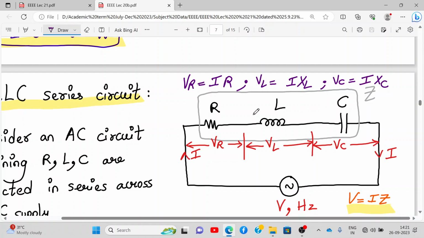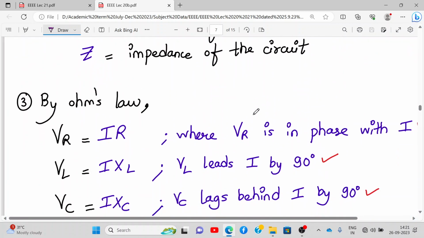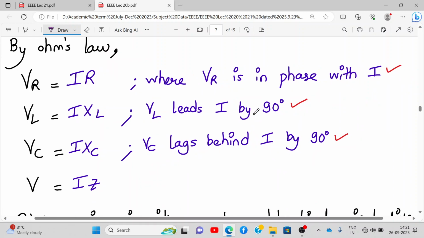In short, what do you mean by inductive reactance? Inductive reactance is similar to resistance. Opposition to the flow of current in a capacitor is called capacitive reactance. Opposition to the flow of current in an inductor is called inductive reactance, XL and XC. So write this down: VR is I into R, VL is I into XL, VC is I into XC, and the total voltage V is I into Z, where Z is the total impedance of the circuit.